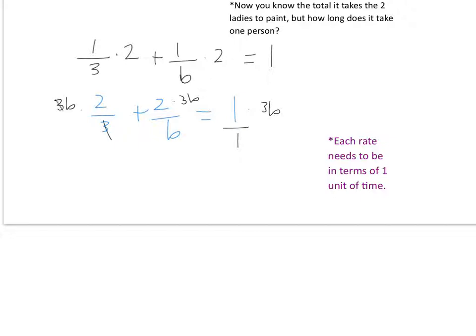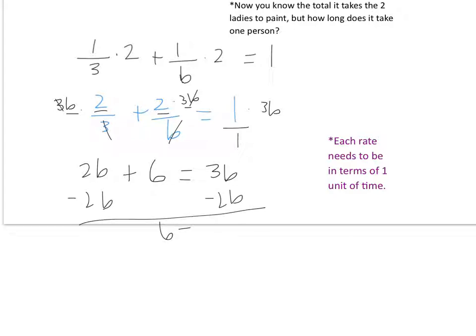And so here the 3's cancel out, so b times 2 is 2b. Here those b's cancel out, so 2 times 3 is 6, equals, and that's a 6 there. That doesn't necessarily look like a 6. It looks like a b. There we go. Equals 1 times 3b is 3b. And let's solve for b. So I'll isolate the variables. 6 equals b. So it takes Becca 6 days to paint the house by herself.